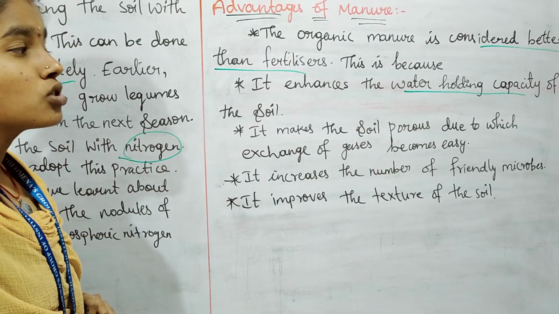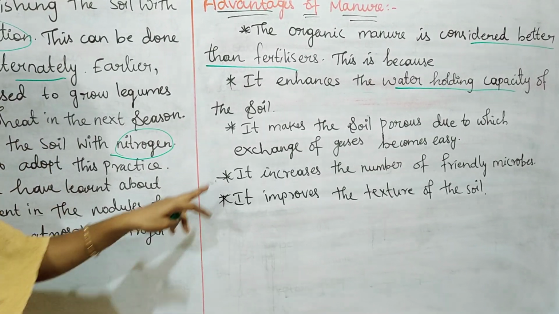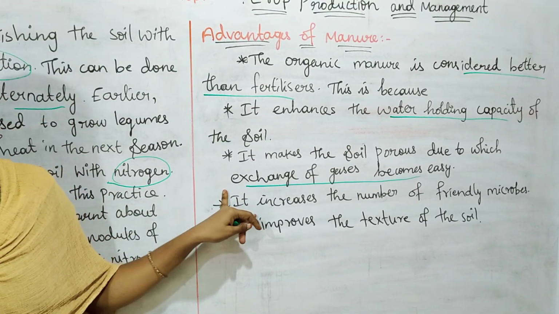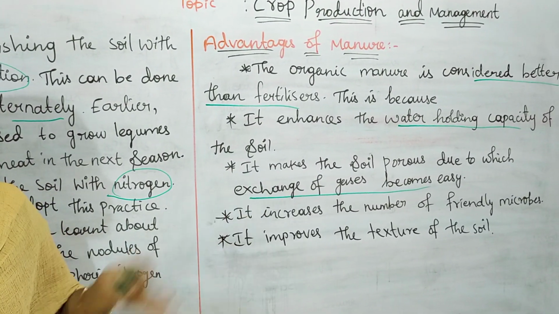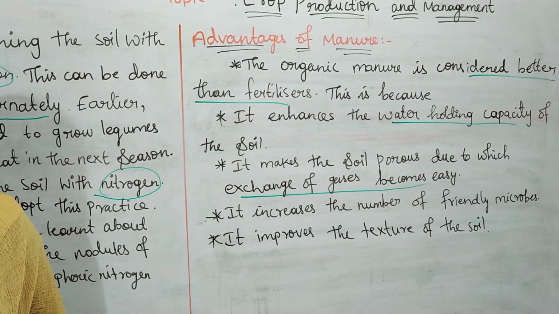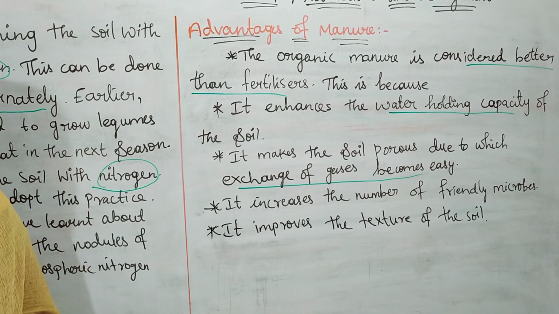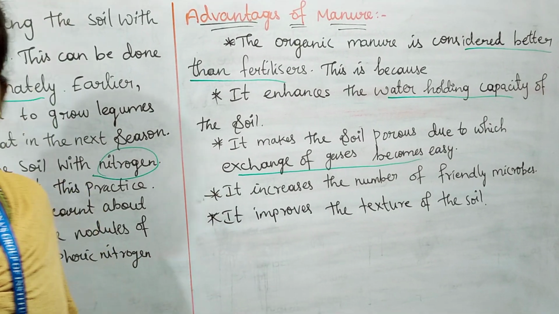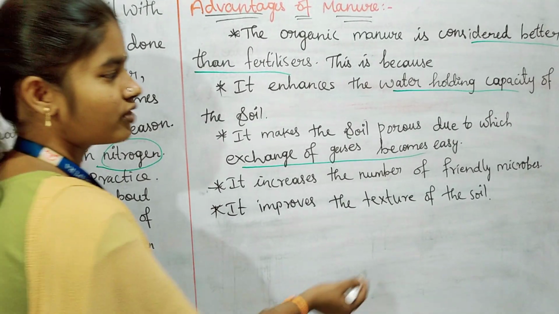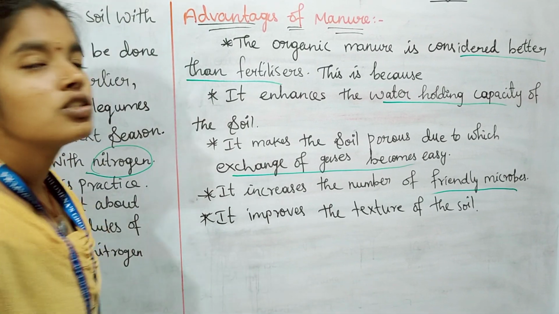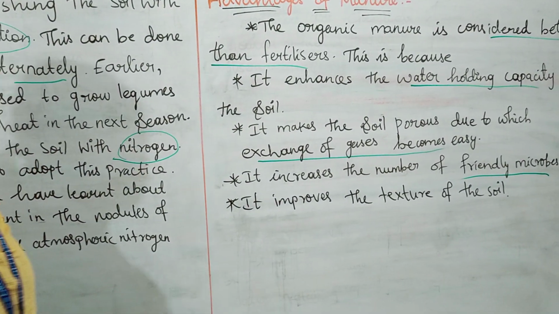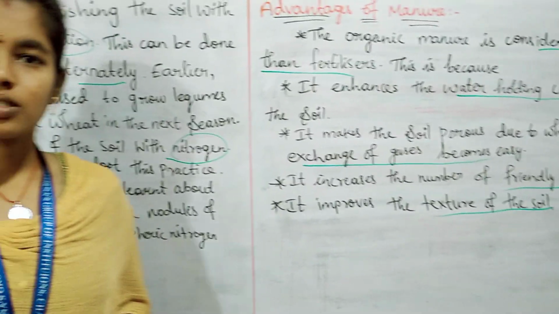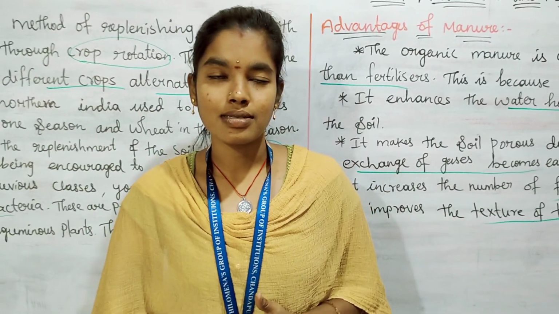The next one is that it makes the soil porous, due to which exchange of gases becomes very easy. Porous means having holes or gaps, so the soil can breathe and gas exchange is easy. It also increases the number of friendly microbes, and it improves the texture of the soil. Because of these reasons, manure is better than fertilizers.